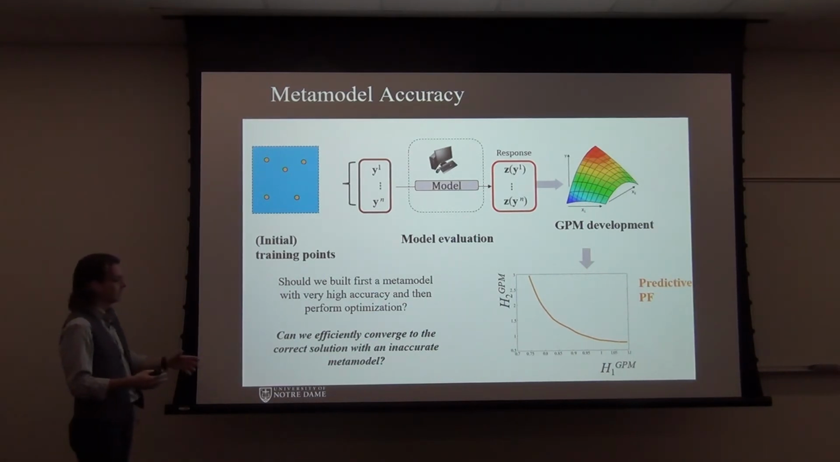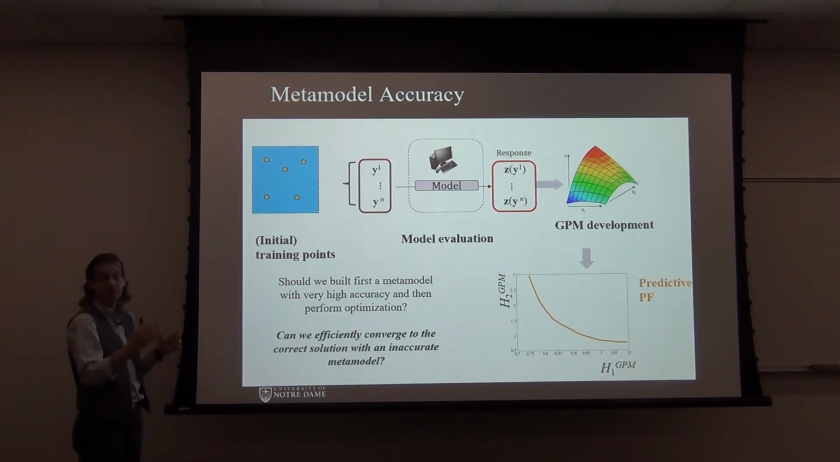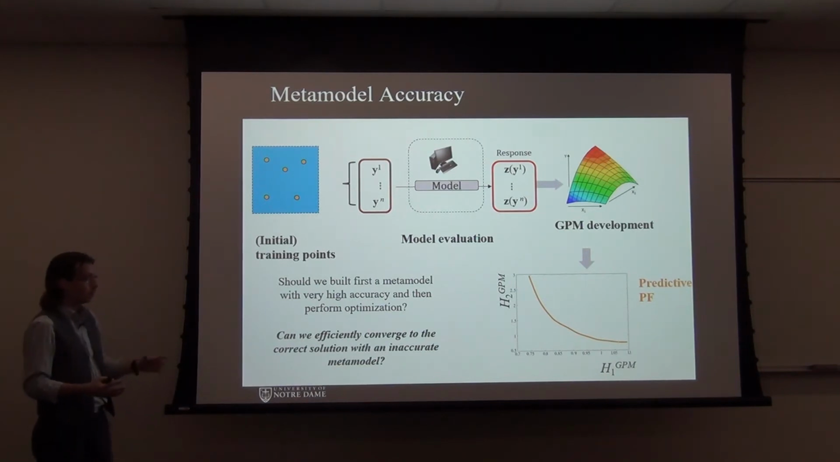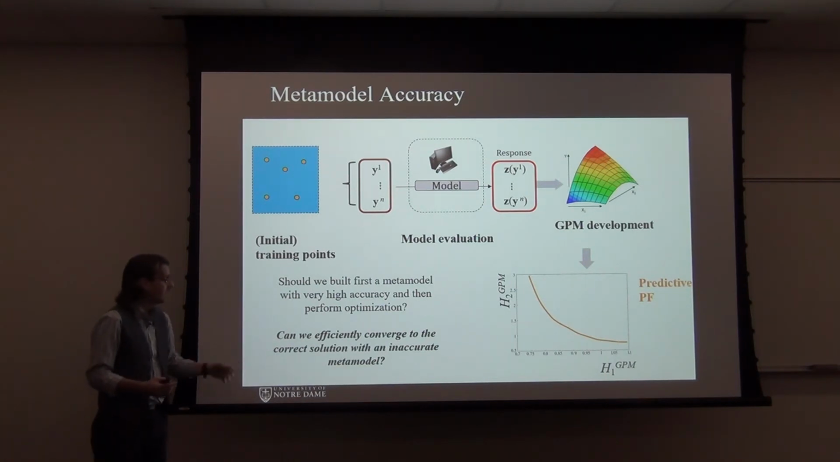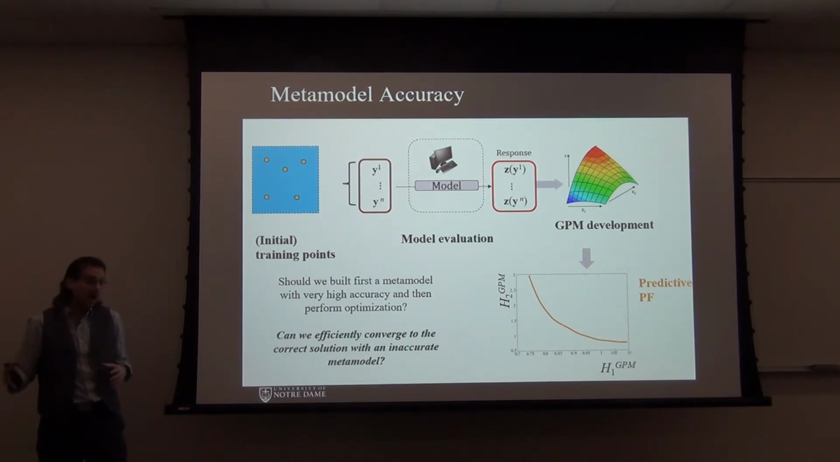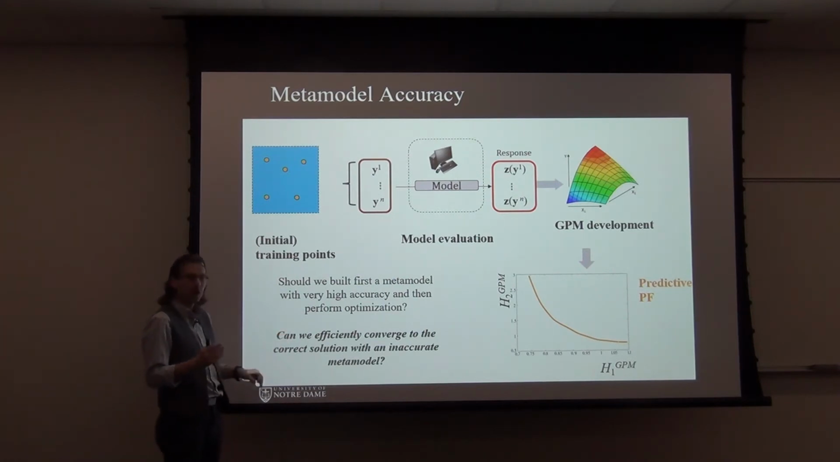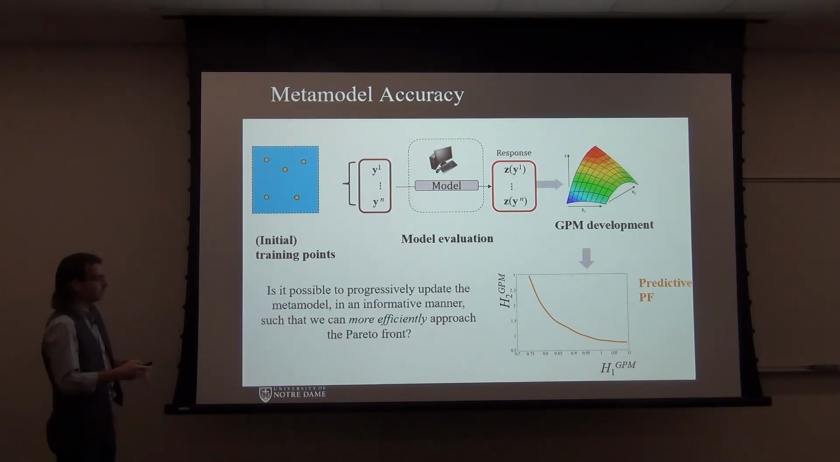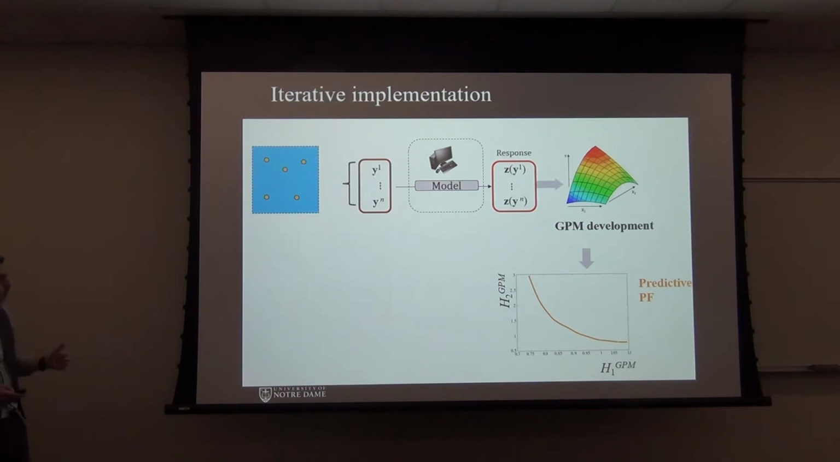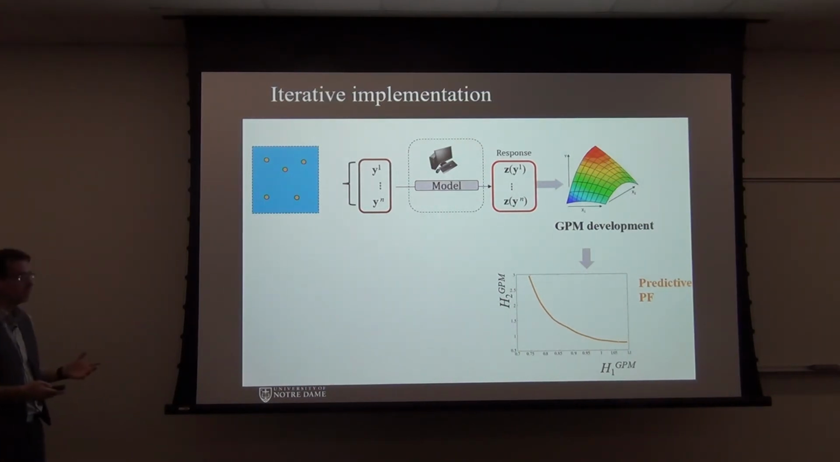We're going to try to do this with this iterative implementation, rather than trying in a single iteration to build a very good meta model and then rely on it for our optimization. We're going to say, can we accept some inaccuracies in our meta model and still be driven to the correct solution? Okay, and how are we going to do this? We're going to do this in iterative steps.